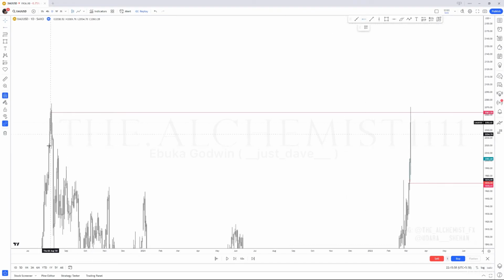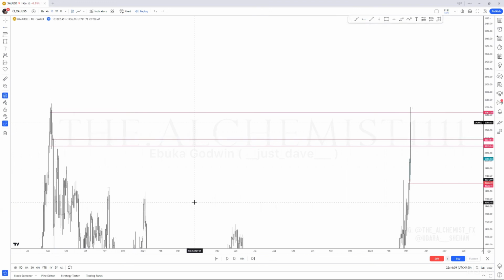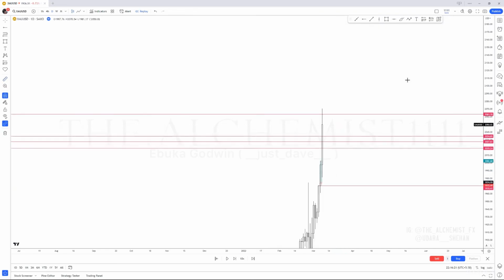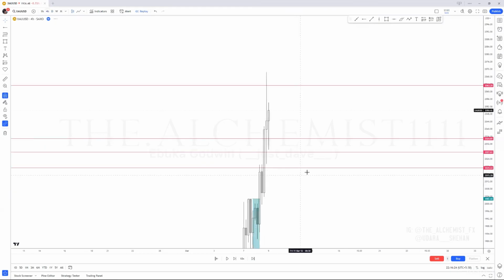Maybe this area, which was once used as a support. Here. Or maybe this. These are the closest zones we have. How many pips away is that? 130 pips away. Let's see what's about to happen.